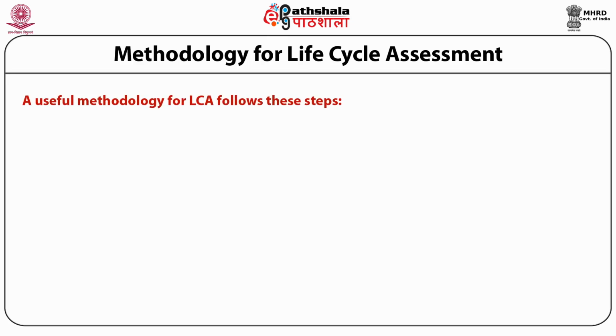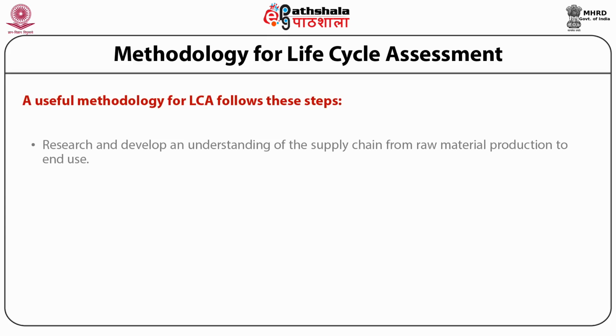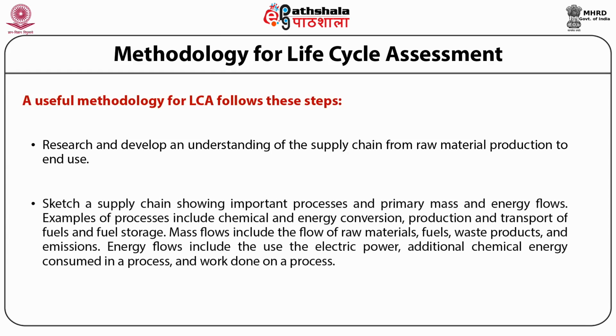A useful methodology for life cycle assessment follows these steps. First, research and develop an understanding of the supply chain from raw material production to end use. Second, sketch a supply chain showing important processes and primary mass and energy flows. For example, processes include energy and chemical conversions, production, and transport of fuel and fuel storage. Mass flow includes the flow of raw materials, fuels, waste products, and emissions.